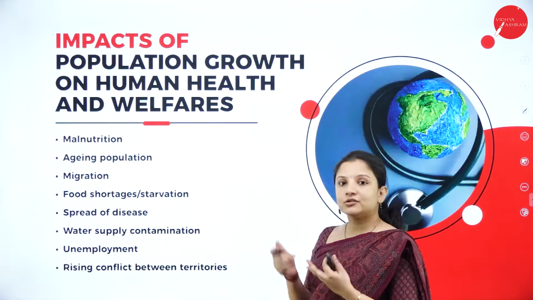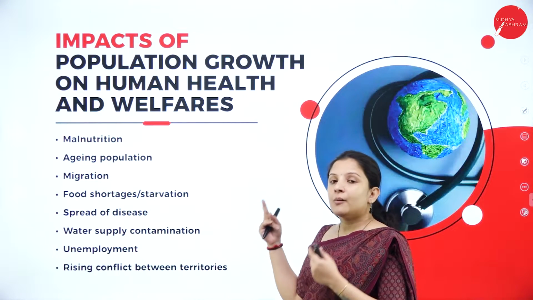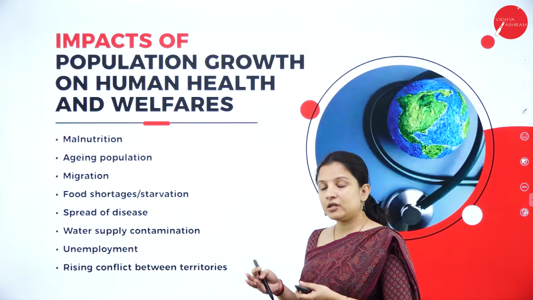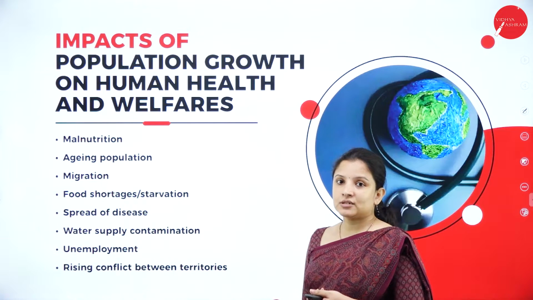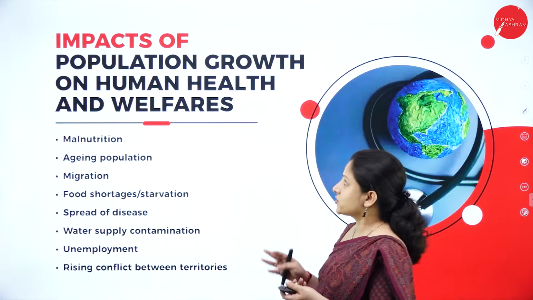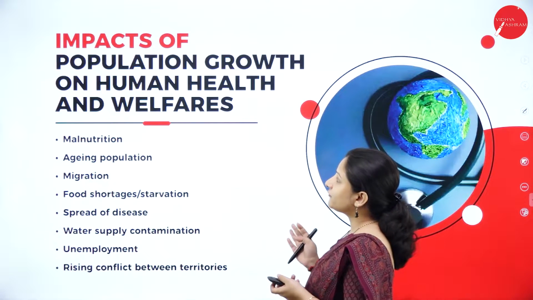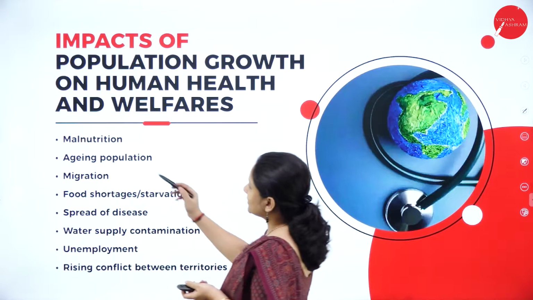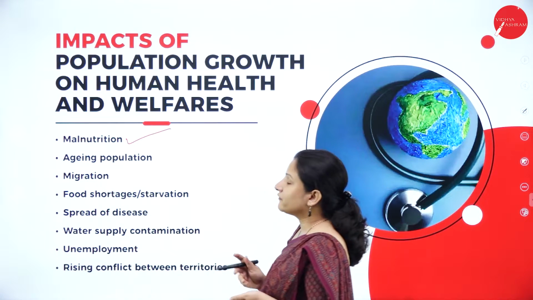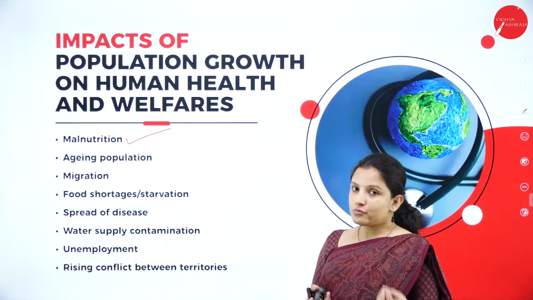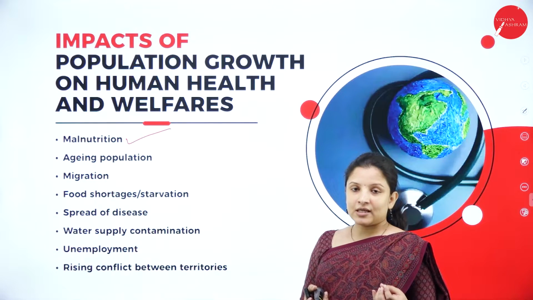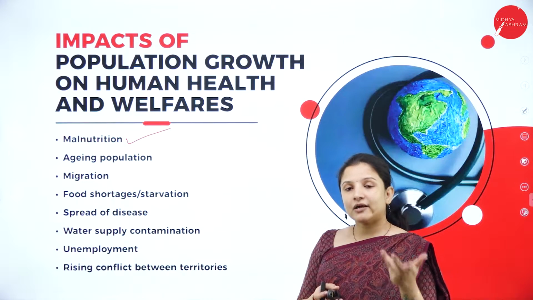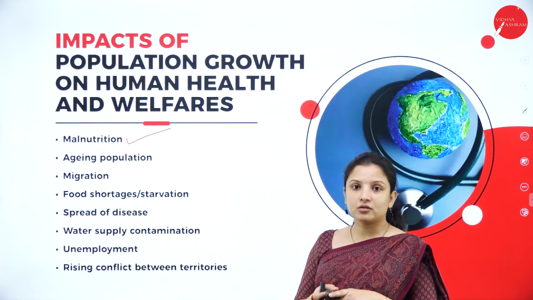So these were the impacts of population growth on the environment. Now what will happen to human beings if we don't control the population? Let's study the impacts of population growth on human health and human welfare. First, it will lead to malnutrition. Why? Demand for food. The population is too much and there is less agricultural land, so where will be the place to grow food, right?